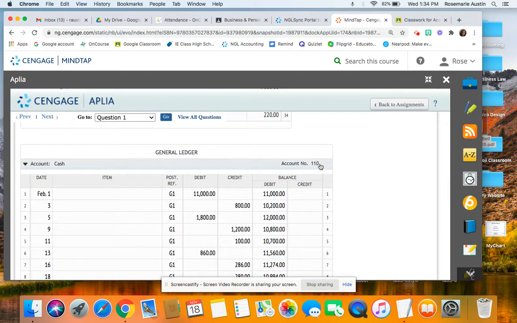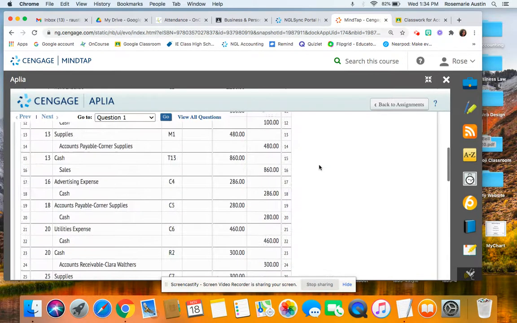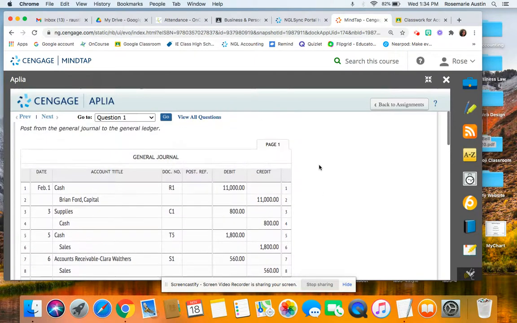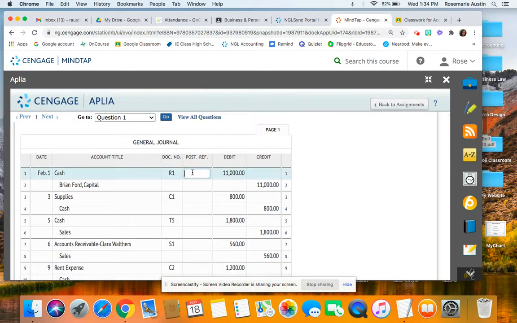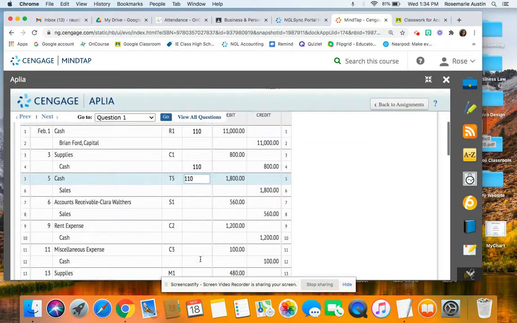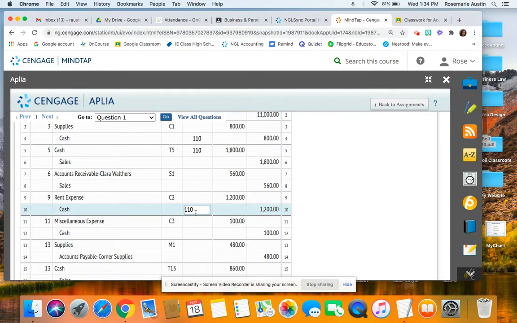So the last thing you have to do is go back up to the journal and post the account number 110 next to every cash transaction. So in the post reference column, next to every cash transaction, make sure you put the account number there. So we have 510, I'm sorry, 110. 110 next to cash on the first line, 110 next to cash on the fourth line. Everywhere you had a cash transaction, you're going to enter 110 in that post reference column.